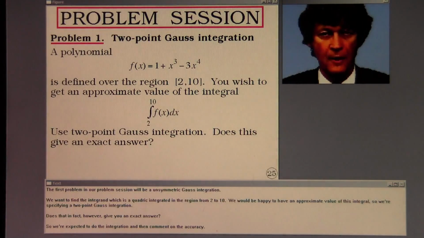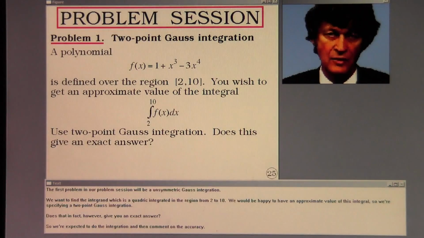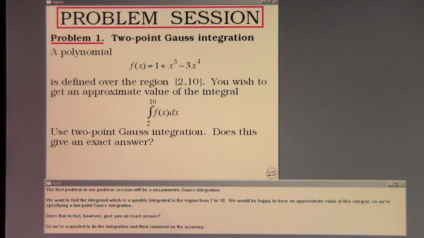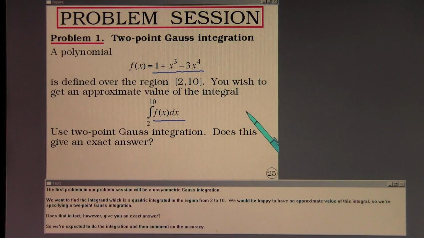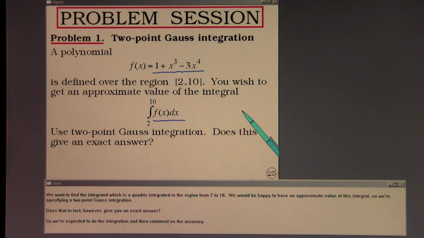The first problem in our problem session will be an unsymmetric Gauss integration. We want to find the integrand, which is a quartic, integrated in the region from 2 to 10. We would be happy to have an approximate value of this integral, so we're specifying a 2-point Gauss integration. Does that in fact, however, give you an exact answer? So we're expected to do the integration and then comment on the accuracy.